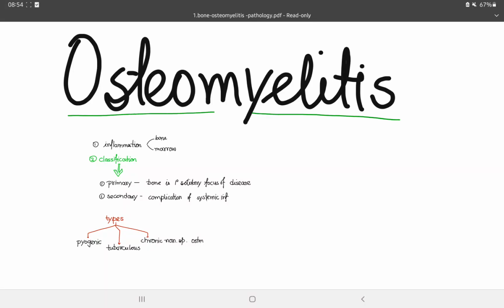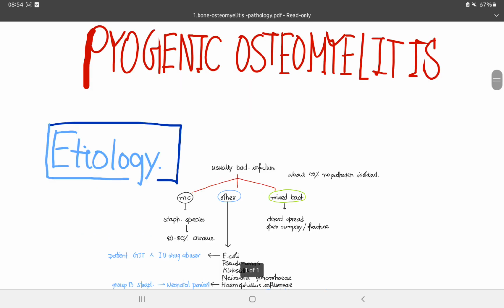Osteomyelitis is an inflammation of the bone and the bone marrow, and it is classified into two types, primary and secondary. The primary is called when the bone is the primary solitary focus of the disease, and the secondary when it is a complication of any systemic infection. The types of osteomyelitis are pyogenic osteomyelitis, tuberculous osteomyelitis, and chronic non-specific osteomyelitis.